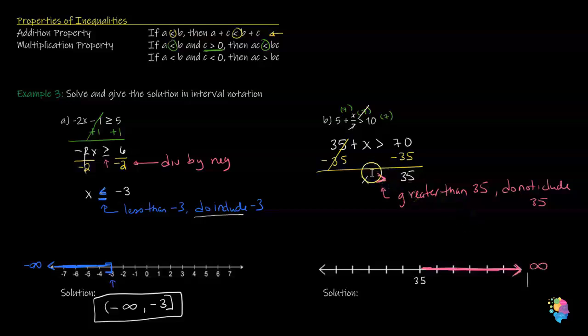Remember that the matching of the inequality to the arrow only works if the x is on the left side. The next thing, since I am not including 35, I'm going to place a parentheses. We read our number line from left to right to find our solution. So this is shaded from 35 to infinity. We are not including 35, so we place a parentheses, and we always place parentheses around infinity. And this becomes our solution.